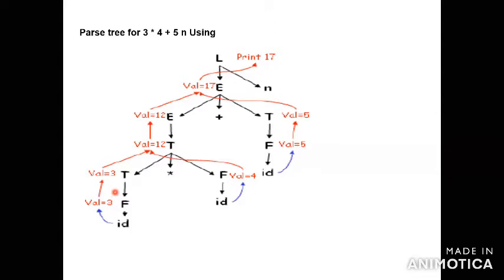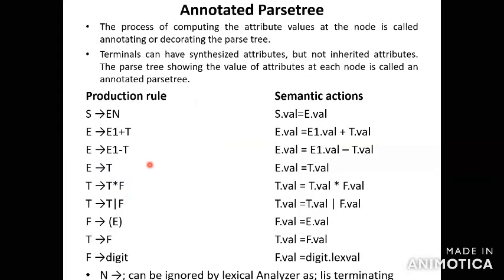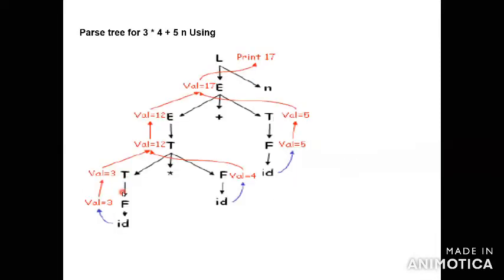Annotated parse tree. Okay. This parse tree is nothing but the annotated parse tree for the given input string. Here you can check, this is the parse tree construction. So the parse tree shows the value of attributes at each node. Each attribute means ID, F, T, E. So everything is indicated for each of the attributes.